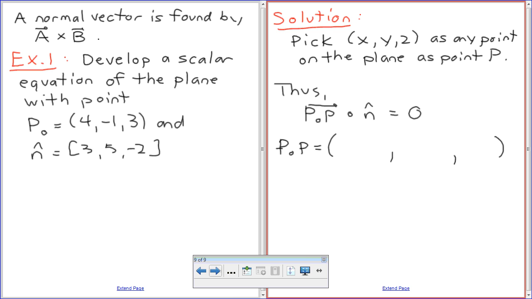So what's the x coordinate of P? Right? This is point P here. What's the x coordinate of P0? Okay, so x minus 4. Now I'm going to get out of the way because this is the hardest part of this question here. Is everyone okay with where that came from?